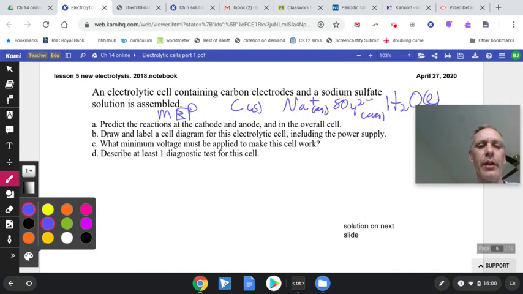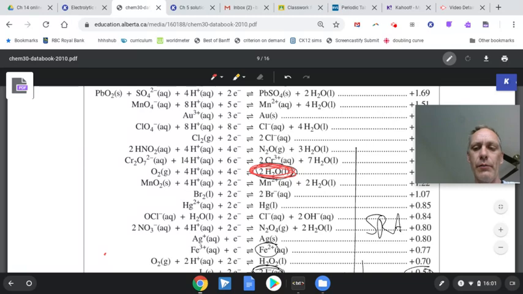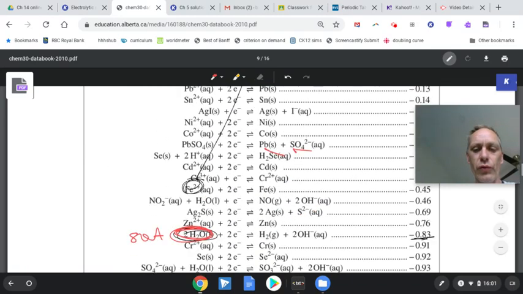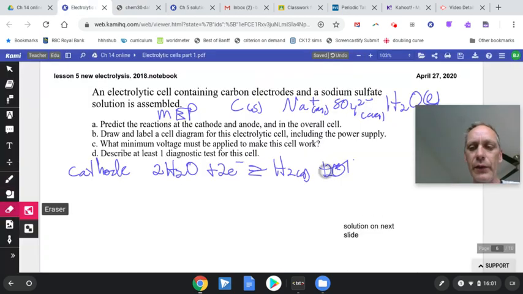That's crazy. Okay. Predict the reactions at the cathode and the anode. Cathode is our strongest oxidizing agent, water. 2 waters gain 2 electrons to give us hydrogen gas and 2 hydroxide ions. We just saw that one. Just verify that. Yes, 2 hydroxide ions. Let's clean that up a bit.